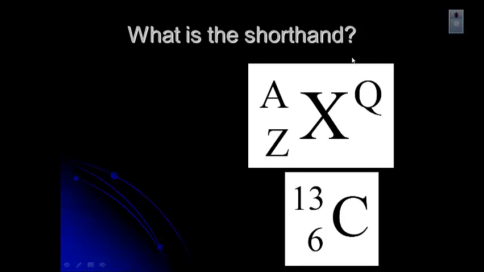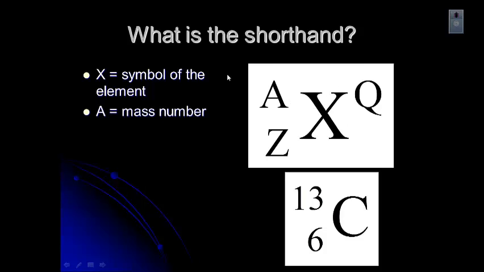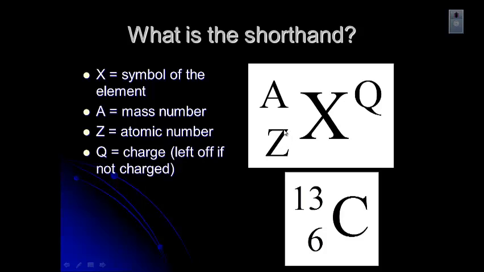All right, so there's some shorthand you need to know. There are symbols for this. The first thing is X, which is the symbol of the element, so that goes in the center. And then we use A as the mass number. That's a superscript. Remember, sub means below, super means above. So superscript is the mass number. In this example, we're using carbon, and it has a mass number of 13. And then Z is the atomic number. That's the subscript on the left-hand side. And Q then is the charge, so it's left off if there's no charge.